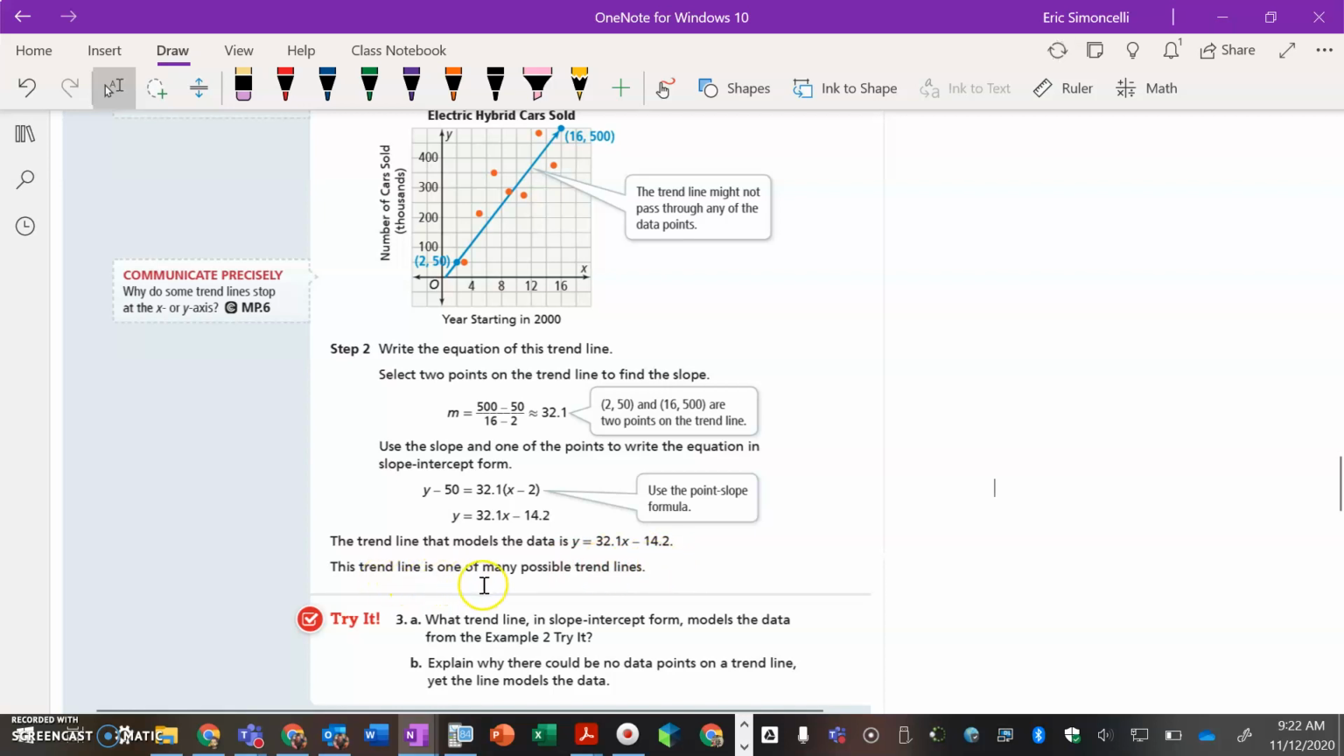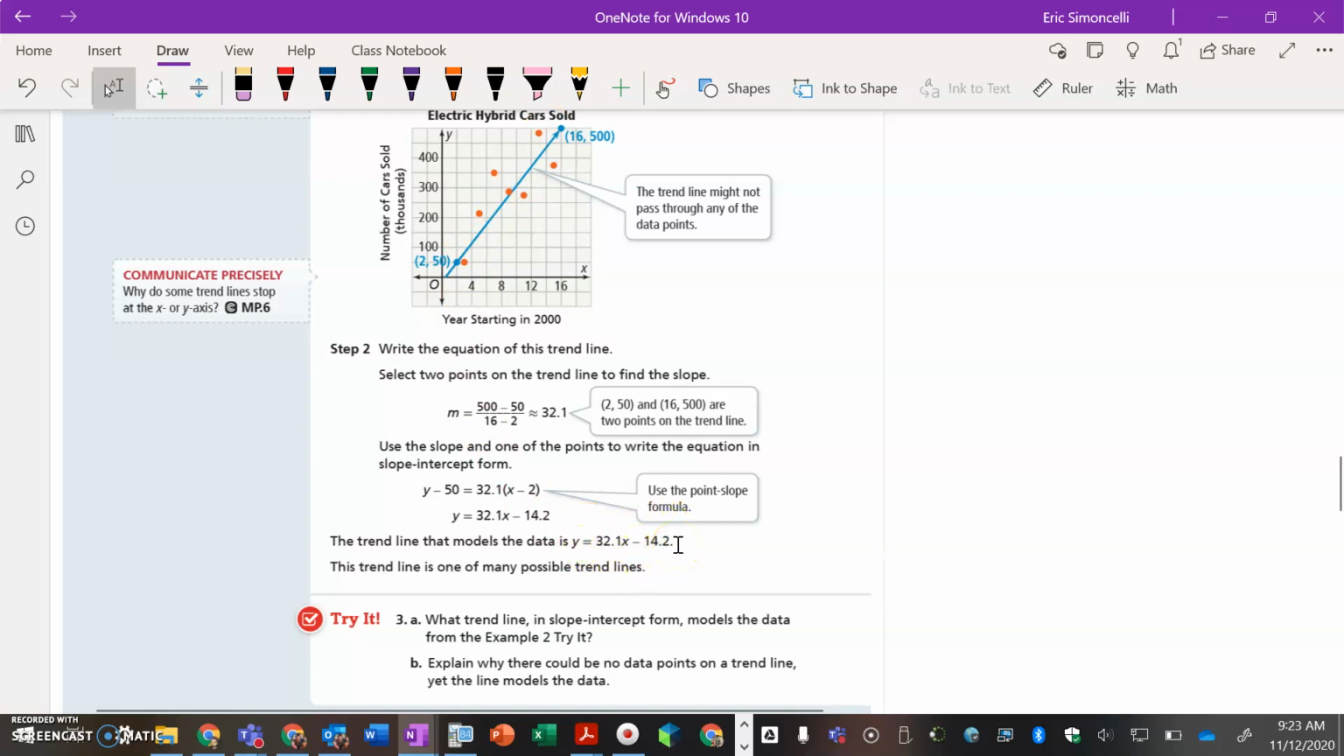This trend line is one of many possible trend lines. I would argue that if you do pick two different points, because maybe your line did go through this point right here, and maybe this point right here. Let's say you drew your line through those 2 points. That's not wrong per se. Just keep in mind that your slope better still be close to 32.1, and your y-intercept better still be close to negative 14.2.